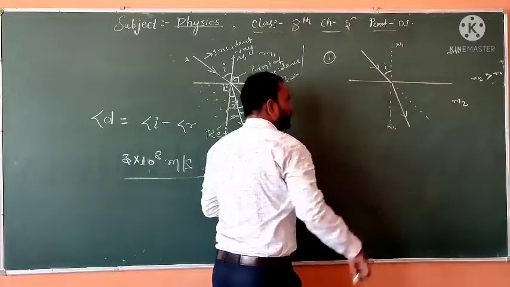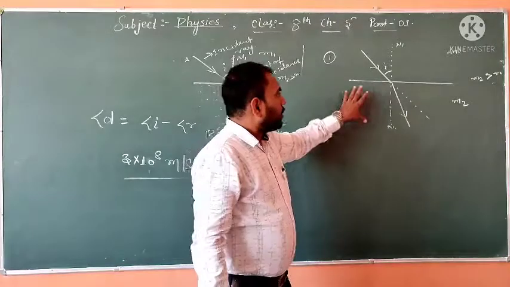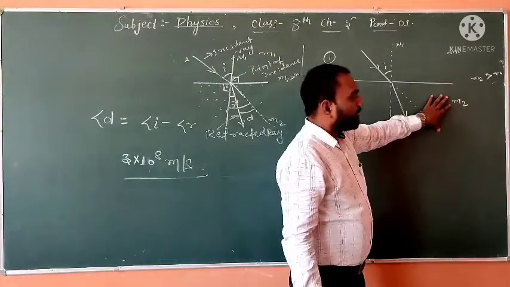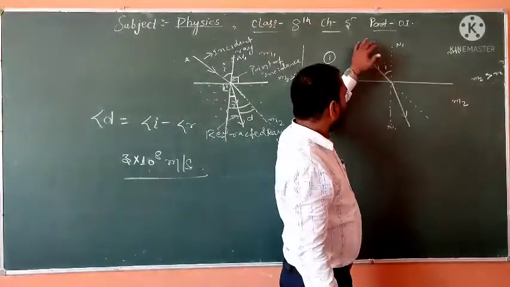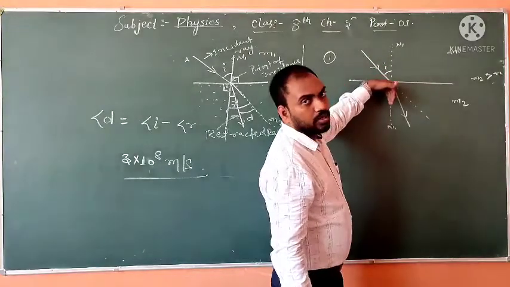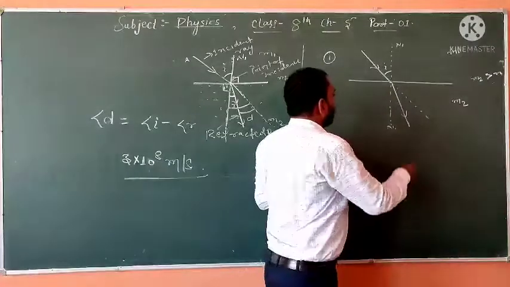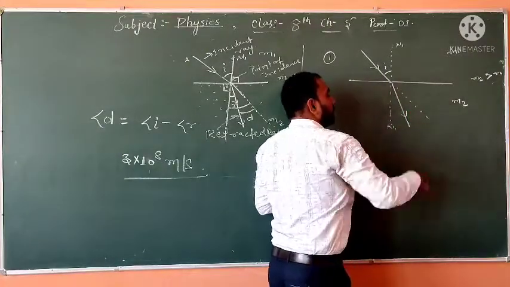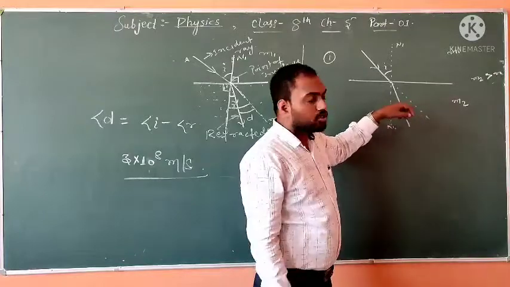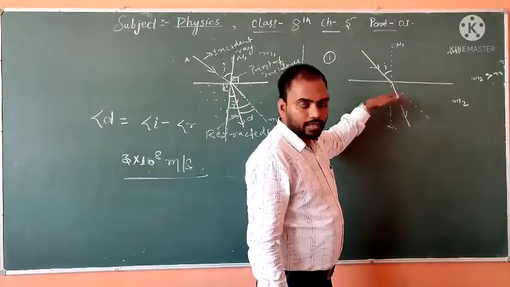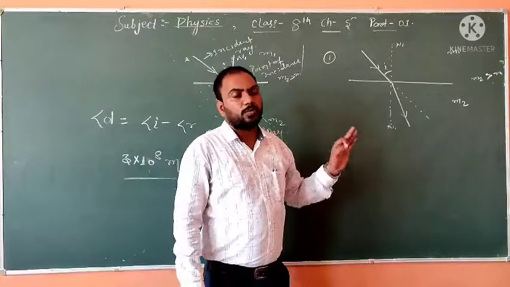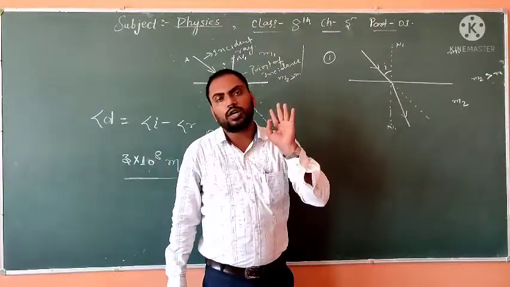If the incident medium is a rarer medium and the second medium M2 is a denser medium, meaning light is passing from rarer to denser medium, light bends towards the normal. Due to decreasing speed, if light passed through the original path, it would take a longer time. To make the distance shorter, it bends towards the normal. So, what you have to remember is that when light passes from rarer medium to denser medium, it bends towards the normal.